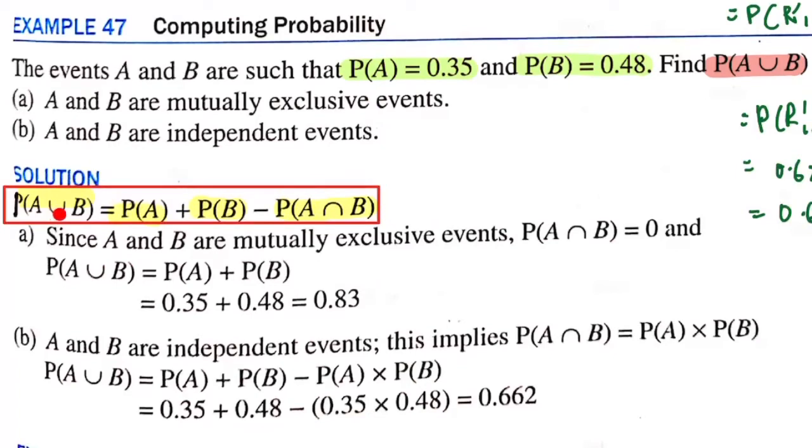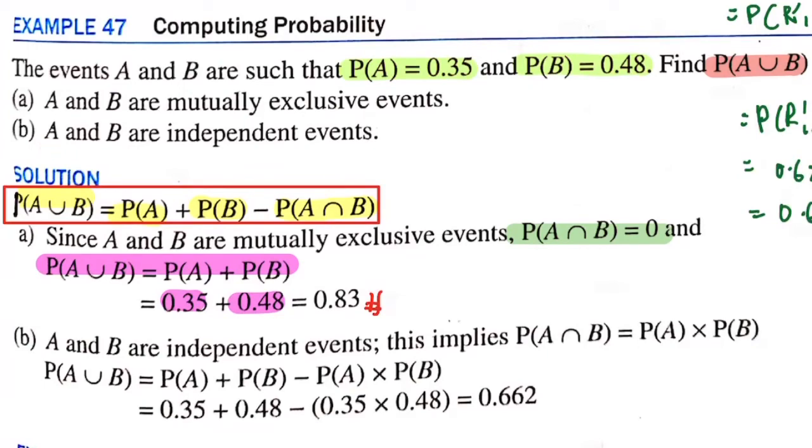So this is the formula for P(A union B). It is P(A) plus P(B) minus P(A intersect B). For case A, since A and B are mutually exclusive events, take note that P(A intersect B) will be equal to 0. So the formula will just be P(A union B) is just P(A) plus P(B). So just take 0.35 plus 0.48. So you'll get your answer 0.83.